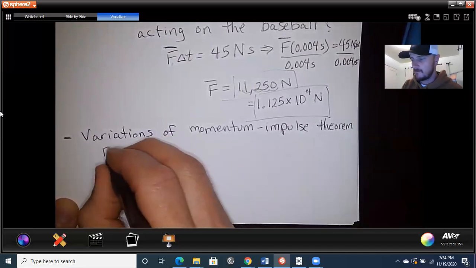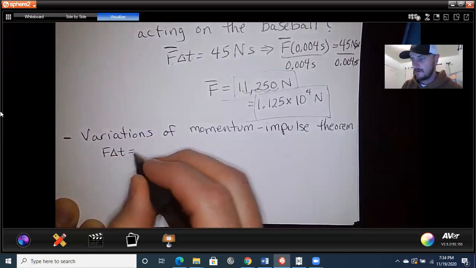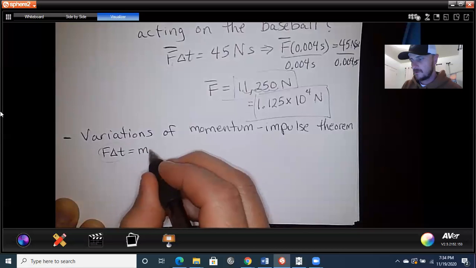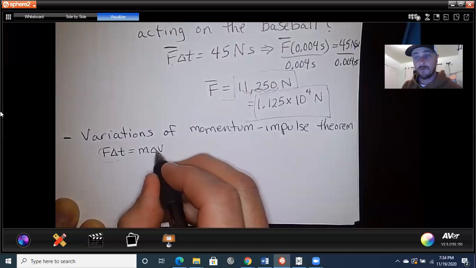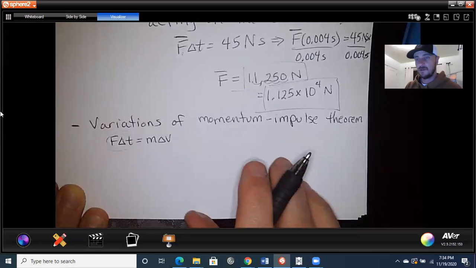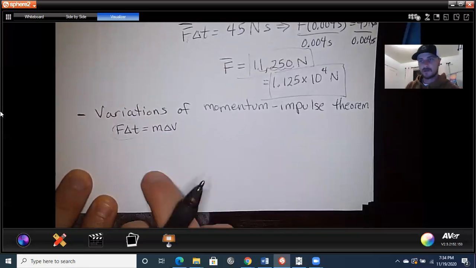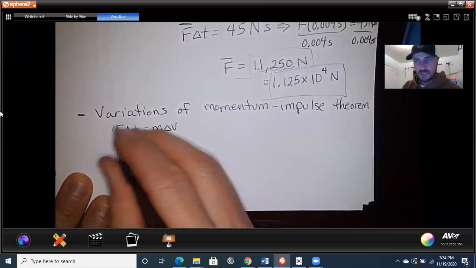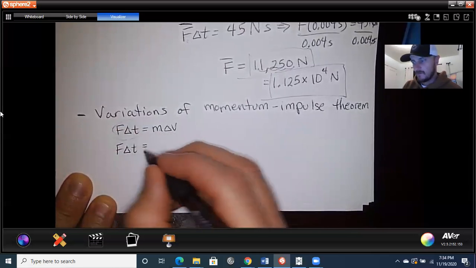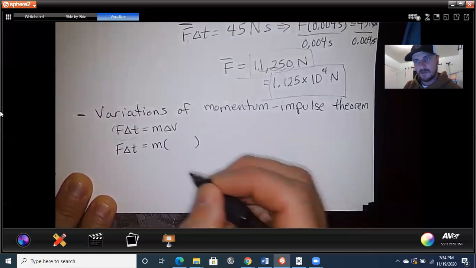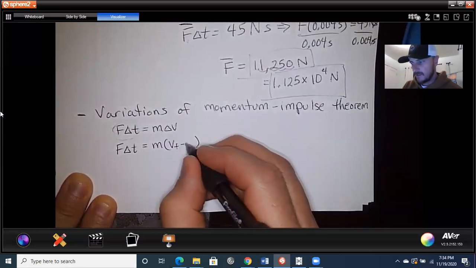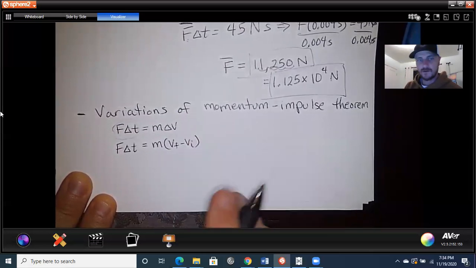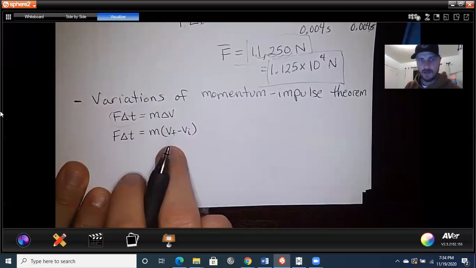Let's start with the one we know, F delta T equals a change in momentum, m delta v. Remember, momentum is mass times velocity. Keep that in mind as we go through this exercise. Underneath this, I'll write F delta T. That's pretty much always going to stay the same on this left side, equals mass times, and we already did this, Vf minus Vi. There's one version of that.